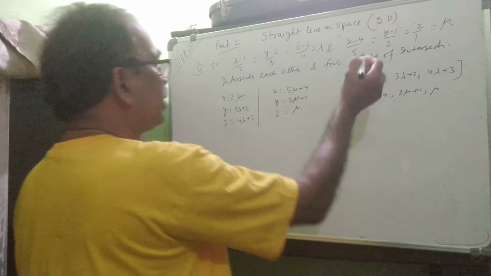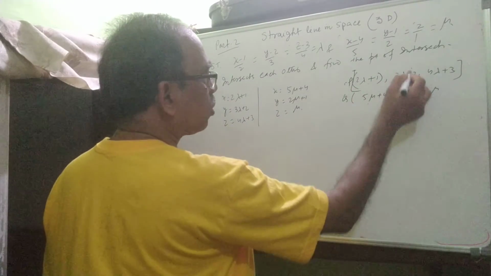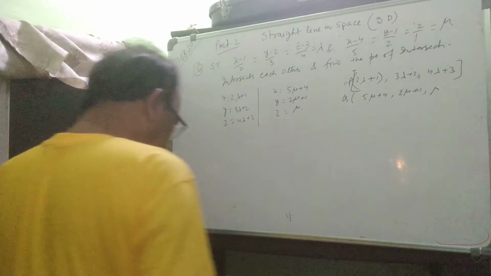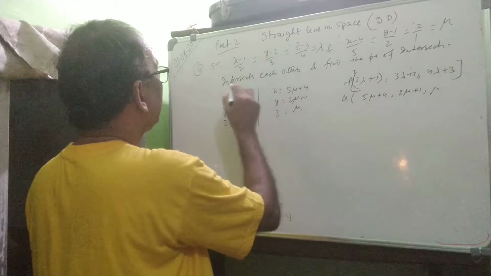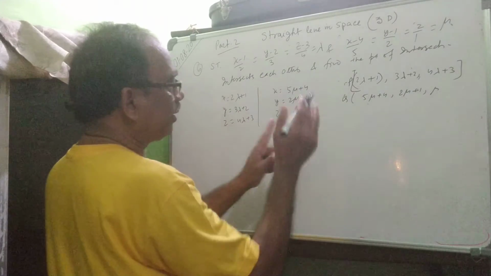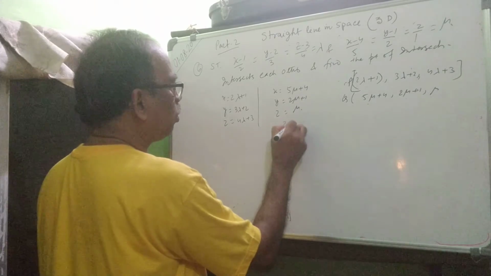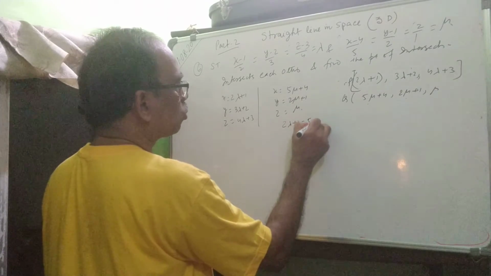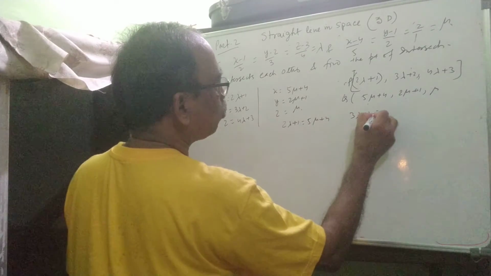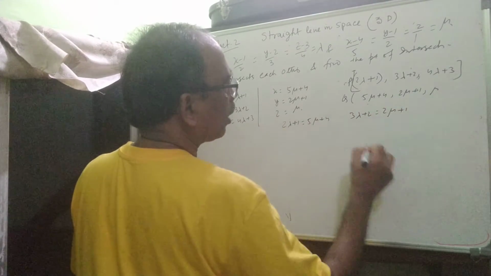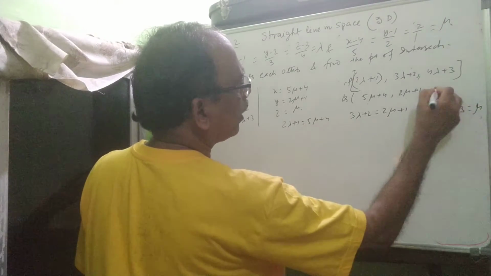Now if these two lines intersect each other, then P and Q will coincide. That is 2 lambda plus 1 equals 5 mu plus 4, 3 lambda plus 2 equals 2 mu plus 1, and 4 lambda plus 3 equals mu.